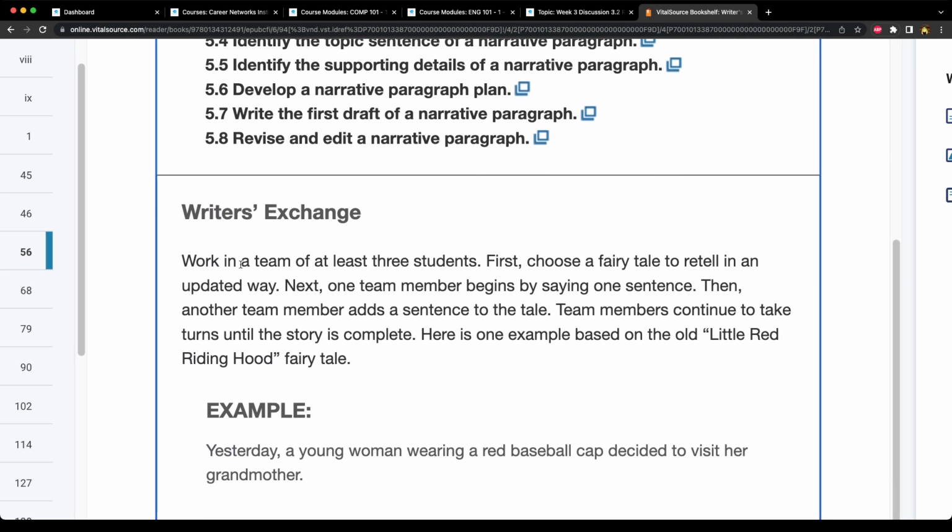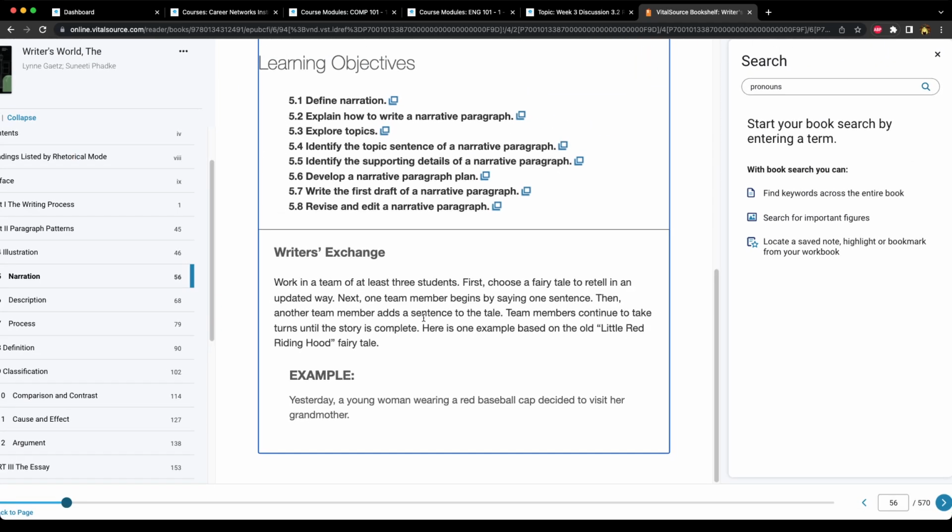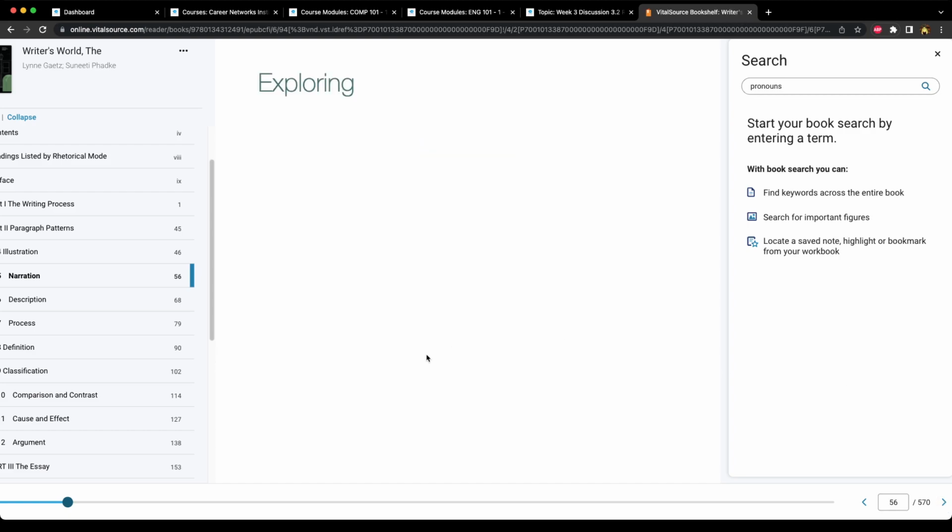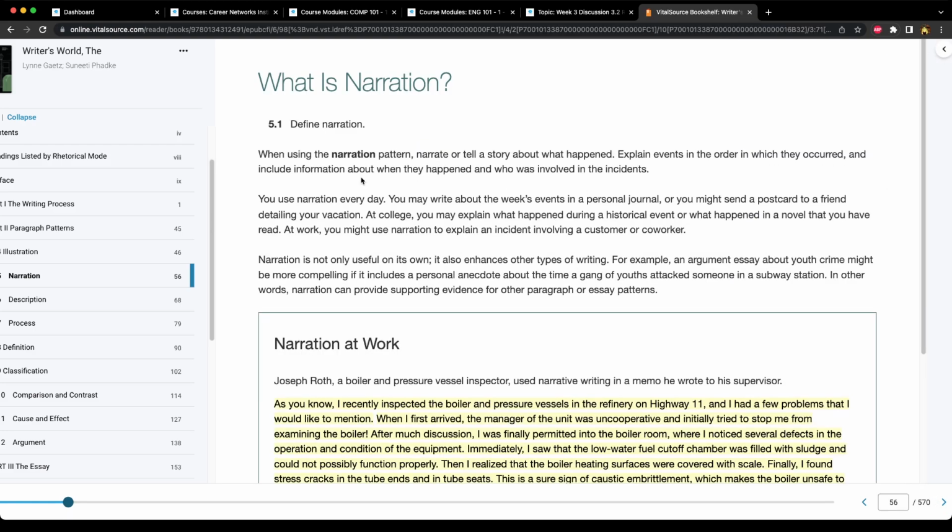So work in a team of at least 3 students. First, choose a fairy tale to retell. Again, these are some practices that we can do in class if needed. But here are some examples. Yesterday, a young woman wearing a red baseball cap decided to visit her grandmother, right? Again, we're narrating, we're telling who, when, where, why, how.